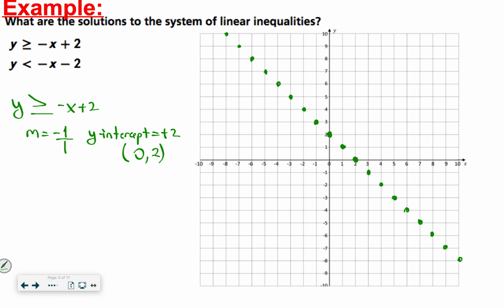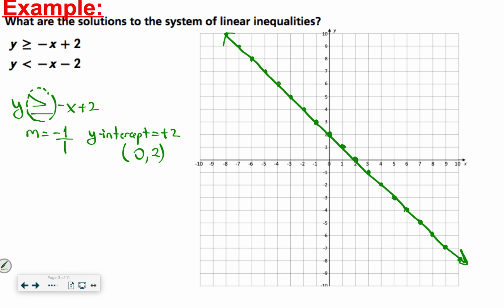Step 2 says that you need to decide whether you will use a dashed line or a solid line. How am I going to understand this? Check the inequality symbol. If the inequality symbol is greater than or equal to, we are going to use a solid line. So this is your line.